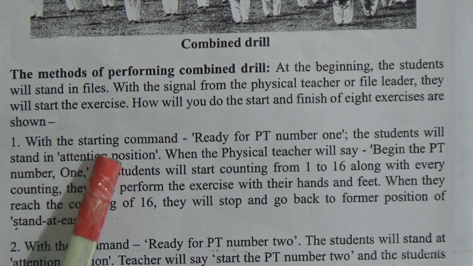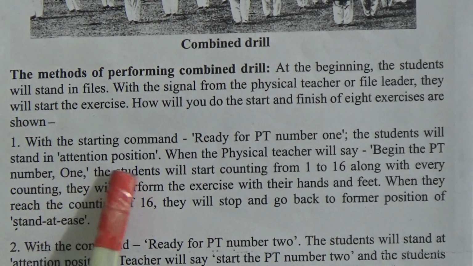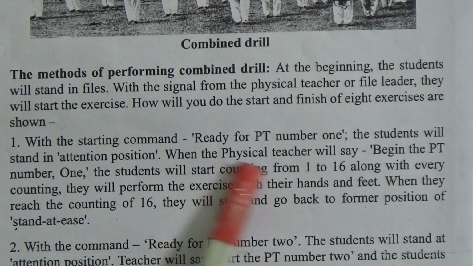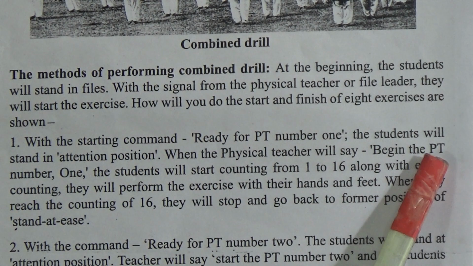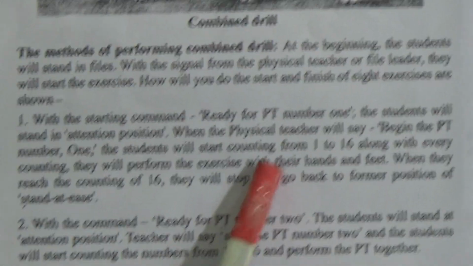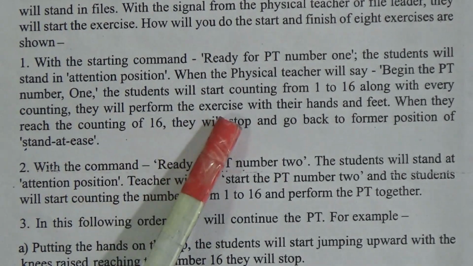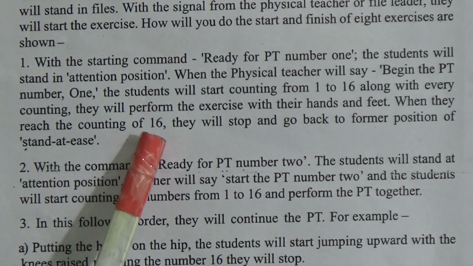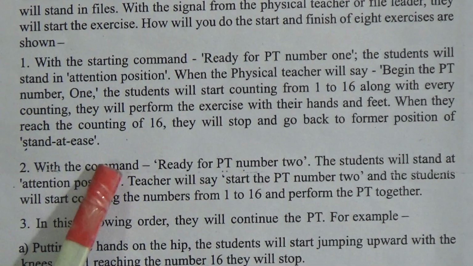Number 1. With the starting command, ready for PT number 1, the students will stand in attention position. When the physical teacher says begin the PT number 1, PT is short for physical training, the students will start counting from 1 to 16. Along with every count, they will perform the exercise with their hands and feet. When they reach the count of 16, they will stop and go back to the former position of stand at easy.